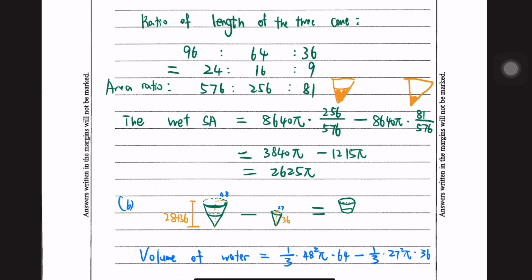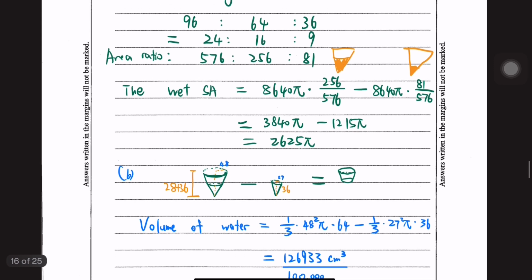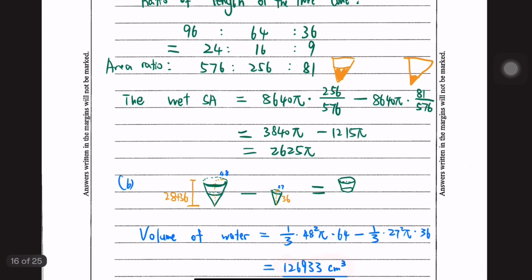How to find the volume? 1/3 times the base area, 48 squared pi, the circle area, right? Times the height 64, and then minus the smaller one, 1/3 times 27 squared pi times the height, and then you can calculate this result here. And remember that you need to change the unit.